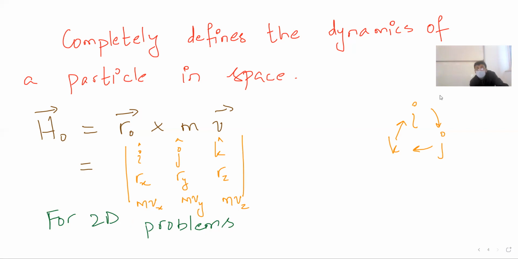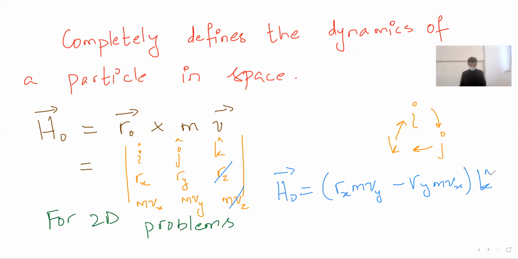So I will just remove 2 pieces. There won't be any RZ. There won't be any MVZ. So these 2 chunks will go away. And your H naught will come out to be RX. You don't need to get confused. By the way, we will do a problem. It will be more clear. Minus RY MVX with a K unit vector.